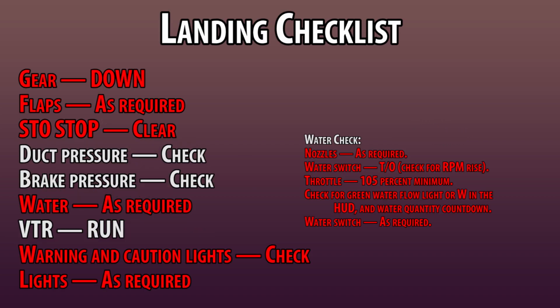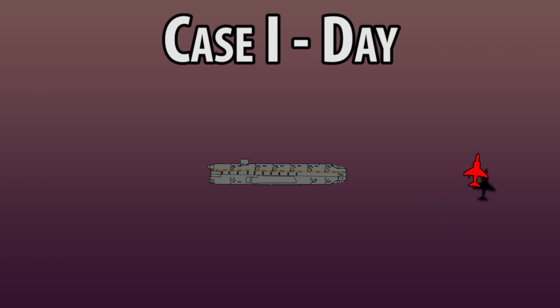Lower the gear, select full flaps, check the stow stop is clear and no warning lights are on. External lights are set to off in the daytime. Set water to take off and then throttle up to ensure the water light comes on, and then throttle down and set water to landing. You should soon now be approaching the abeam position to the ship.